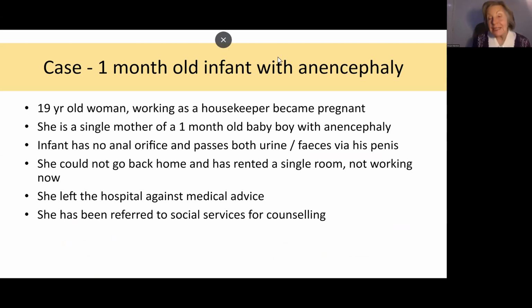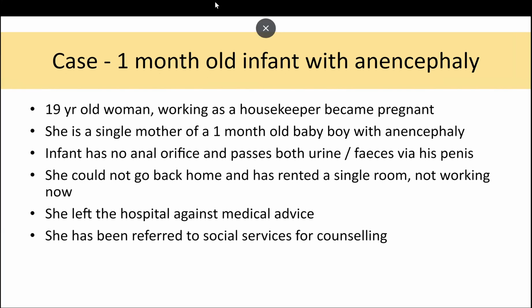So this case, this real case in the present moment, is a month-old infant with anencephaly. Is it a month? Okay. A month-old baby with anencephaly. And that's very unusual for these babies to live as long as a month.